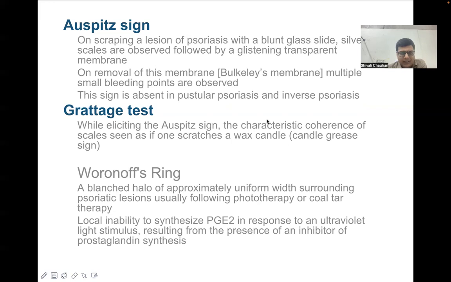Also, the Grattage test is done, which is while eliciting the Auspitz sign, the characteristic coherence of scales seen as if one scratches a wax candle, also called the candle grease sign.